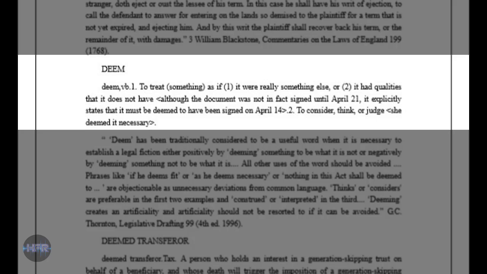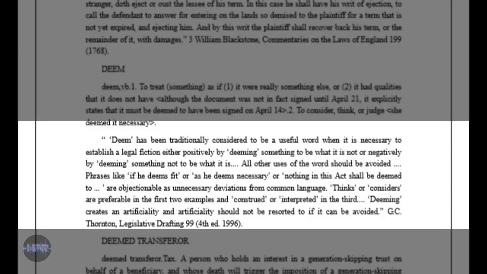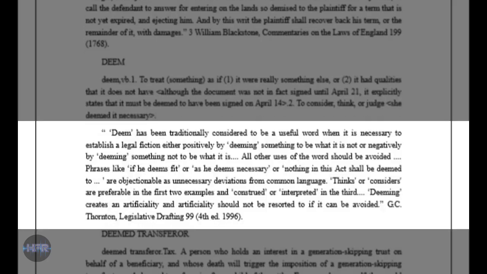She deemed it necessary. And now we have some expert commentary that's going to shed some light and give you some deeper insights into the meaning of this word. "Deem has been traditionally considered to be a useful word when it is necessary to establish a legal fiction, either positively by deeming something to be what it is not, or negatively by deeming something not to be what it is. All other uses of the word should be avoided.